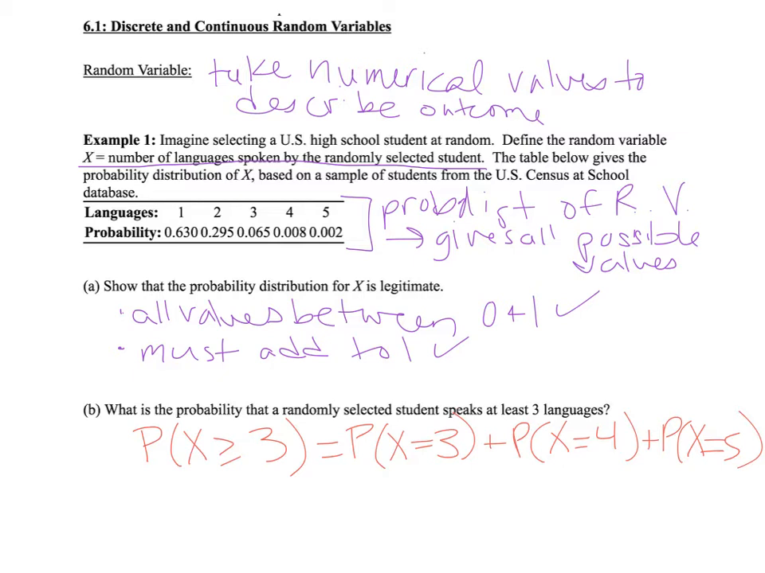We want them to speak 3 languages or 4 languages or 5 languages, and when you're doing an OR type probability, you just add them all up. So we add these up, and in the end you will get about 0.075, which is about 7.5%.